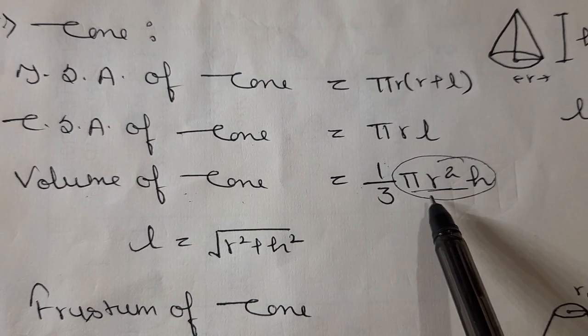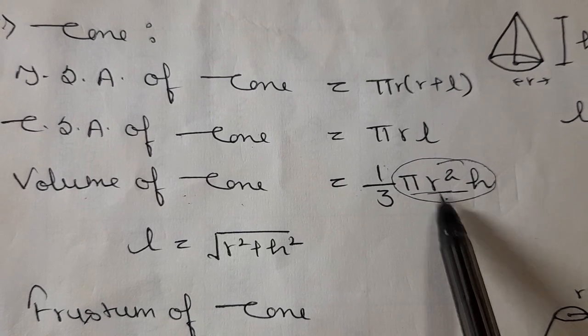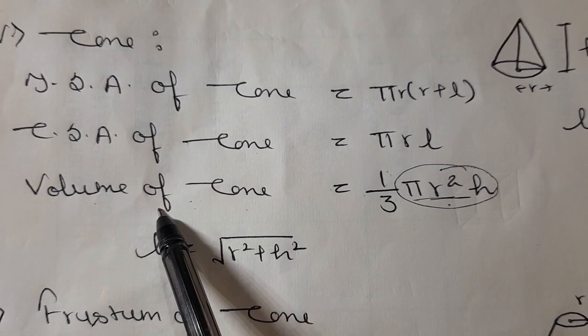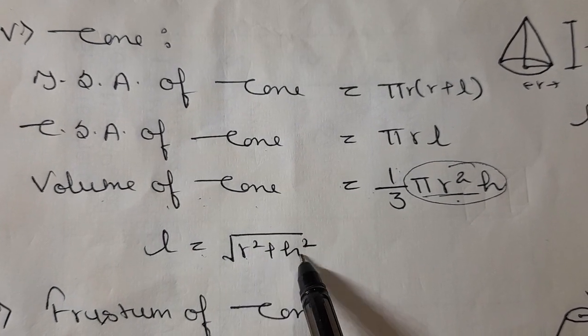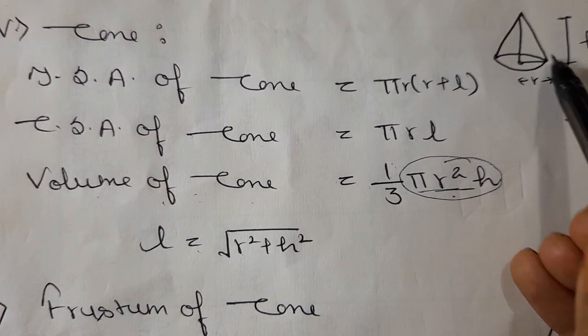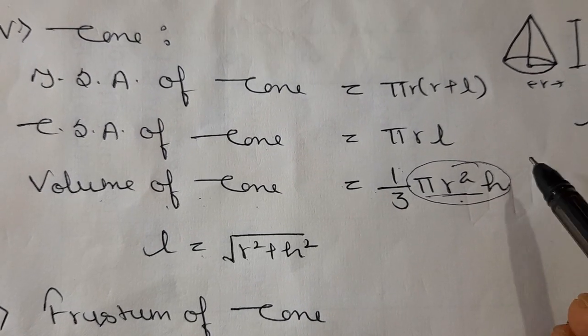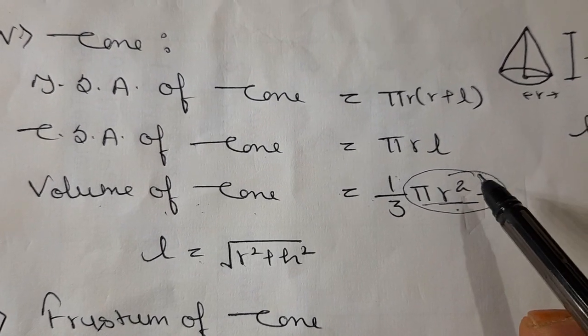Or the second type is volume of the cylinder is 3 times the volume of the cone. L is equal to the square root of r square plus h square, which is the slant height of the cone, and this is the direct height.